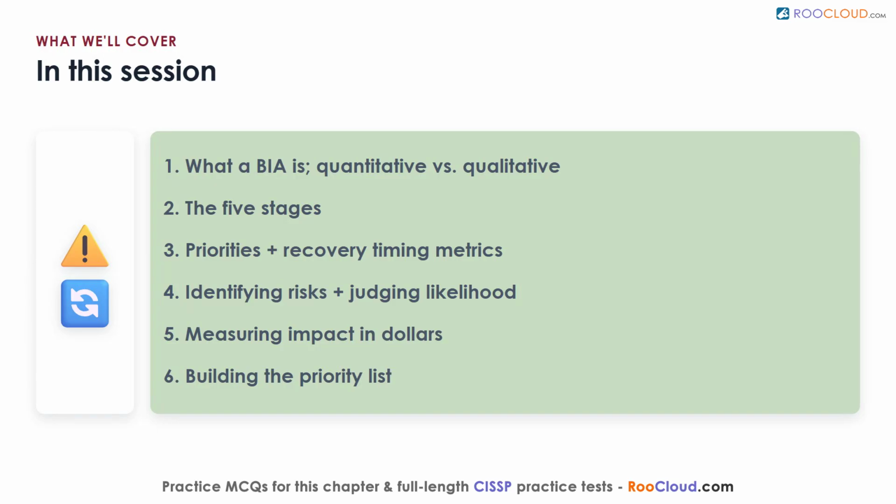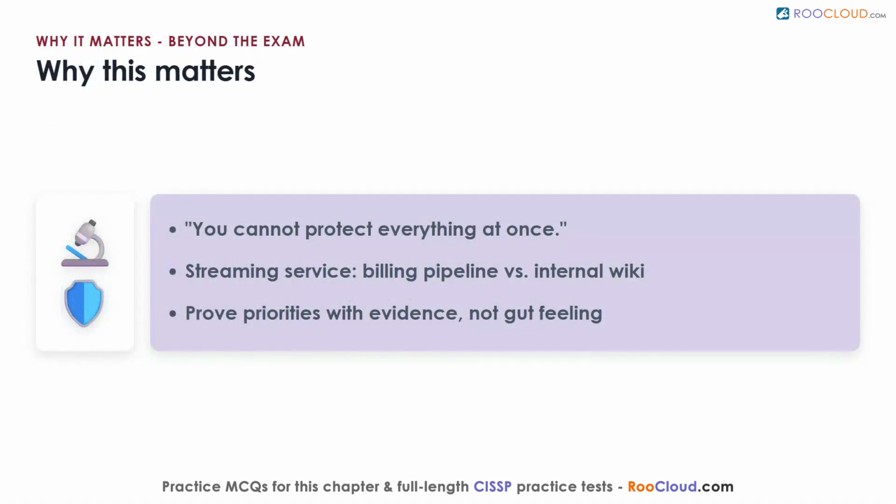How do you set priorities and the timing metrics that guide recovery? How do you identify risks and judge their likelihood? How do you measure impact in dollars? And how do you turn all of it into a priority list? Why does this matter beyond the exam?